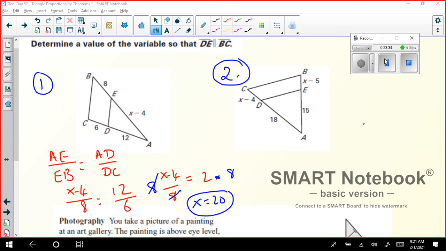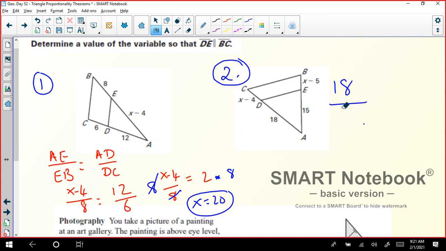I think the majority of you got the correct answers, but let's check them. We should have AD over DC equal to AE over EB. I'm directly substituting rather than writing this out. AD is 18, so AD over DC, that is 18 over x minus 4, will be equal to AE over EB, that is 15 over x minus 5.